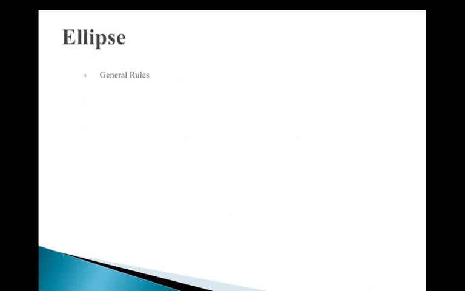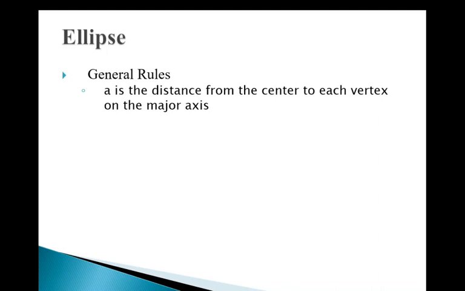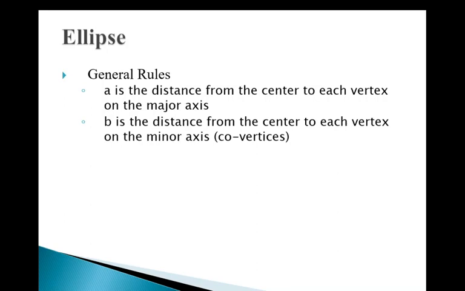Now, a is the distance from the center to each vertex on the major axis. So if you start at the center and you go to the vertex, you're going a distance of a. B is the distance from the center to the co-vertices. So vertices has to do with the longer side of an ellipse, and co-vertices have to do with the shorter side of the ellipse. That's kind of how it works.